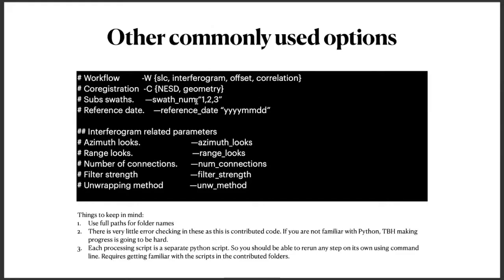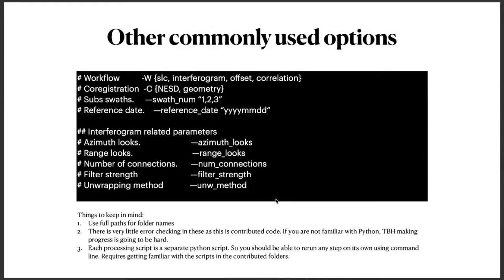If you're studying a very small area, you can specify the region of interest, and if you only want to focus your analysis on one swath, you can control that with the swath number. You can pick a reference date that's not the first date, but I think Yunjun might have more experience with this. And if you are picking interferograms as an option, you get to control the number of looks, the number of connections you're making, the filter strength, unwrapping methods, and things like that.